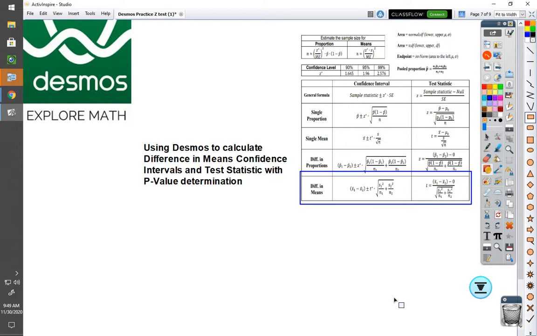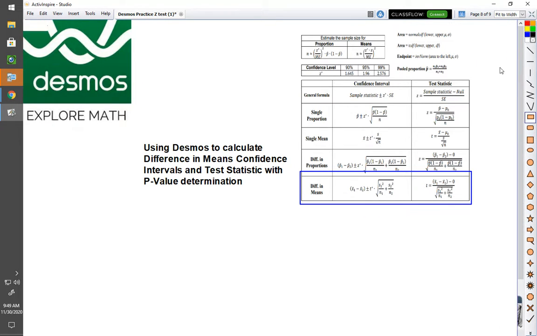We are going to work with DESMOS, and in this particular instance, we're going to work with the difference of means. We're going to find that confidence interval level. We're going to look at that test statistic, and we'll talk about that p-value determination. Our two formulas that we're going to utilize are difference in means for confidence interval level and difference in means for a test statistic. Again, because we're talking about a mean, we're talking about a t-value or a t-score.